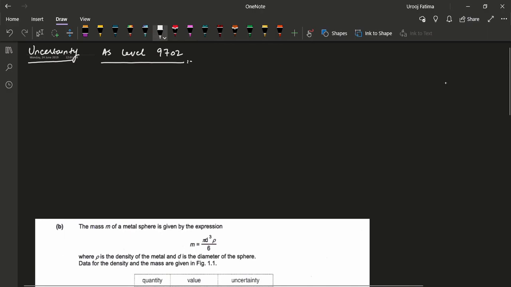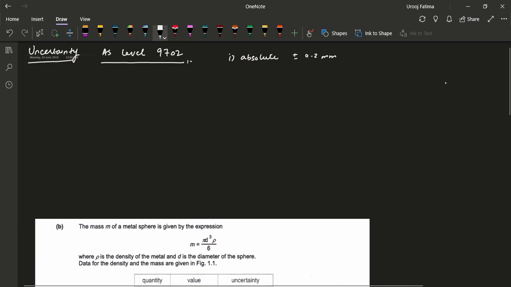Now, the first thing that you must understand is that there are three types of uncertainties that might be given to you in your exam. The first type of uncertainty is absolute, and absolute uncertainty is generally given as plus minus with a value and maybe some unit, right?